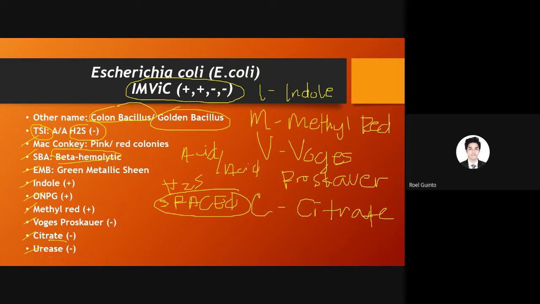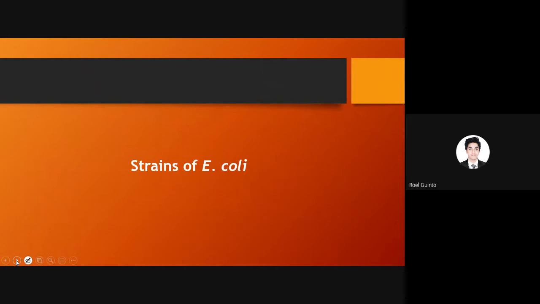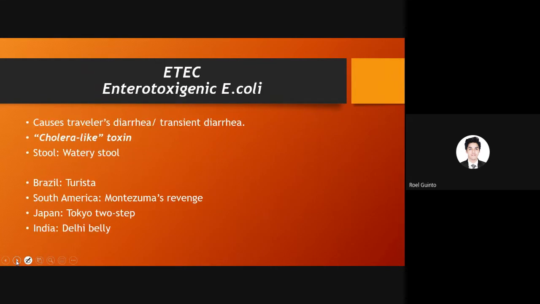So, di ba, natin kanina, yung mga mnemonics under urease. So we have different strains of Escherichia coli. So first we have ETEC or the enterotoxigenic E. coli. So ETEC causes traveler's diarrhea or transient diarrhea, produces cholera-like toxin. Tatandaan natin, cholera-like toxin. And the stool sample is watery.